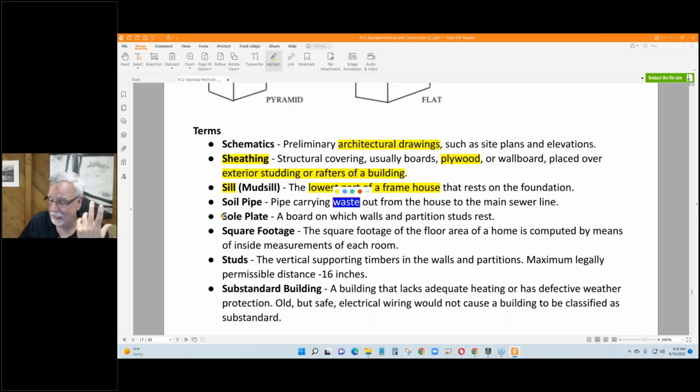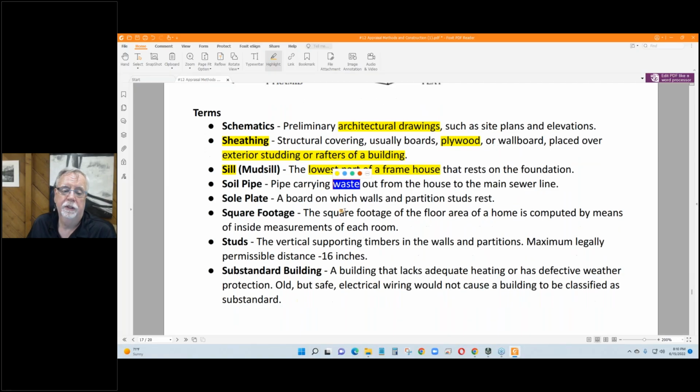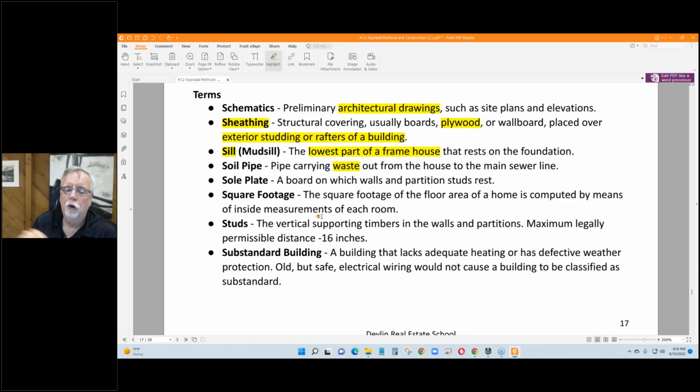The sole plate is not the special at the fish market, but it's a board on which walls and partition studs rest. So you have the foundation, and you have a board, oftentimes a 2x4, on top of the foundation. On top of that, you have walls and other joists coming up for the walls, and that's called the sole plate, the one at the bottom where the partition studs rest. Square footage, if we're talking about floor area, is inside measurements. But normally when they're talking about square footage, it's the outside measurements.